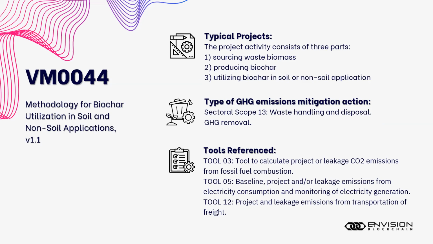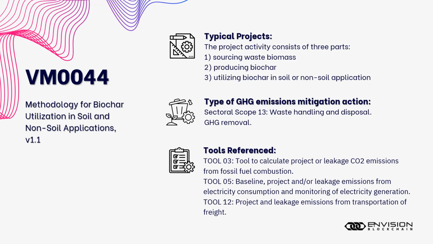The type of GHG emission mitigation action is going to fall under sectoral scope 10, which is waste handling and disposal. And this methodology is also for GHG removals, and that's why we have an emission reductions calculation in there. The tools referenced are going to be CDM tools that include tool 3, 5, and 12. These are all included when you fill out the form for this methodology. They're used to calculate specific parameters that are outlined in the methodology itself.